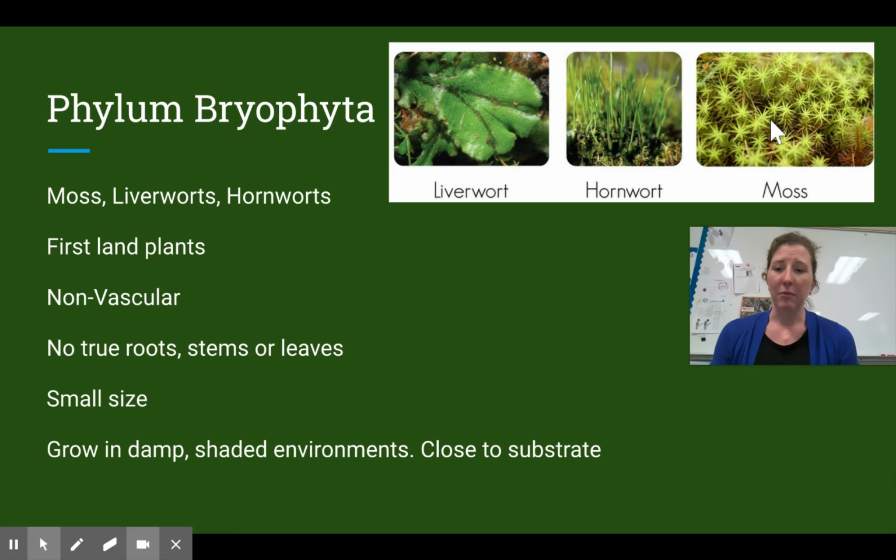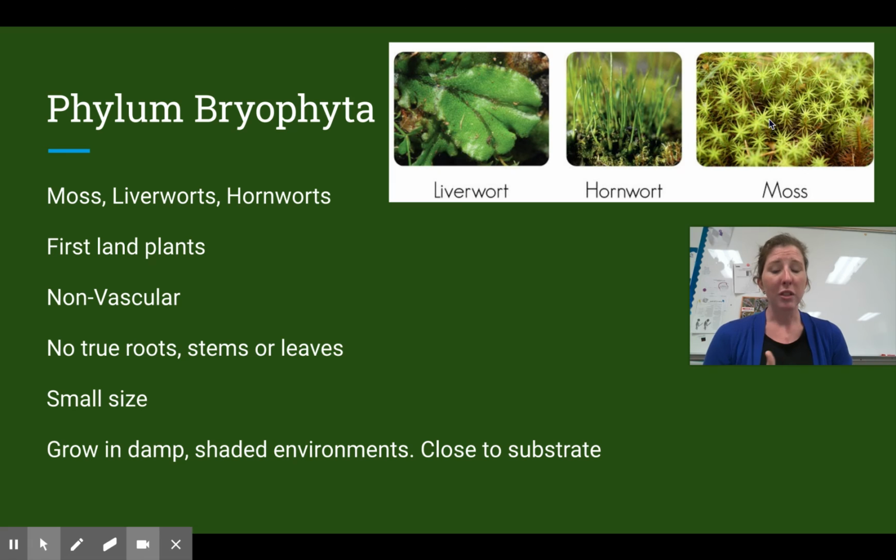We've got lots of moss around, and so those are the bryophytes. These are the first land plants, and they are non-vascular, which means they don't have any way of moving water from the environment up and down the plant. So they rely entirely on diffusion to transport materials. And for that reason, they are very, very small.